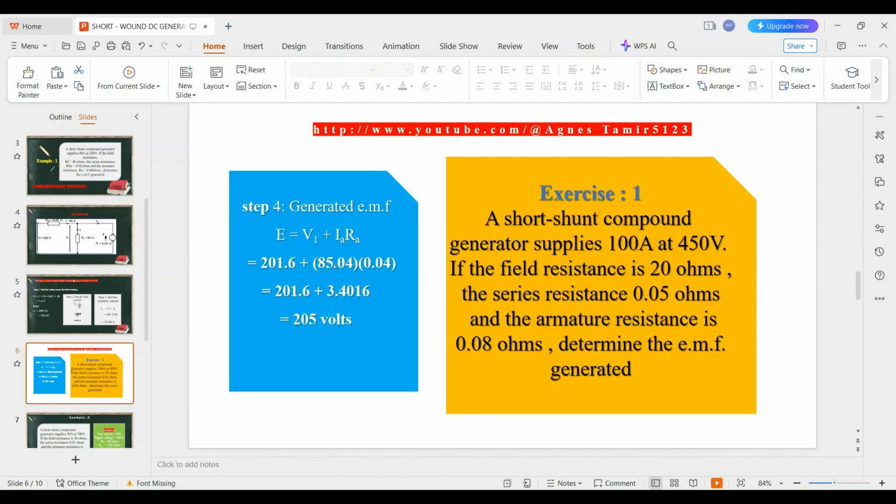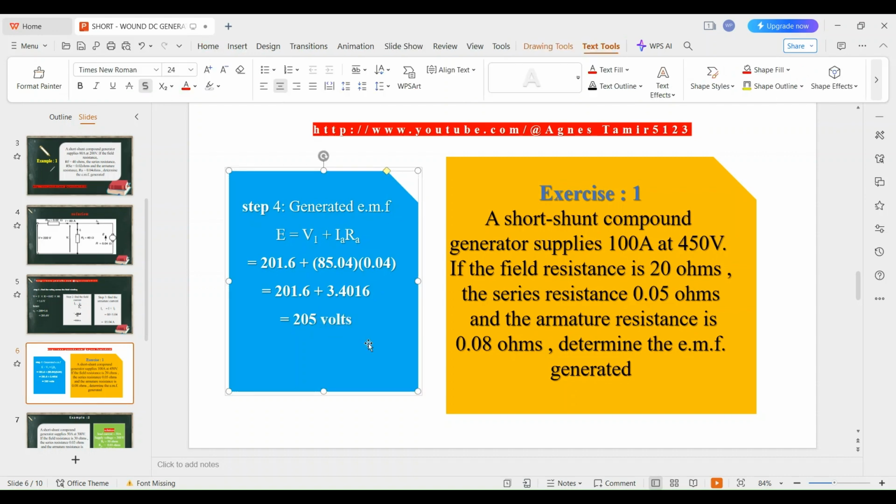Therefore, we shall look at the voltage across this section here. When we multiply 85.04 by 0.04, we shall get 3.4016. When you add this up, we shall get 205 volts. I have rounded off, but you can as well write it the way it is, that is 201.6 plus 3.4016. The full answer is 205.0016 volts, but I rounded off to a whole number, that is 205 volts.